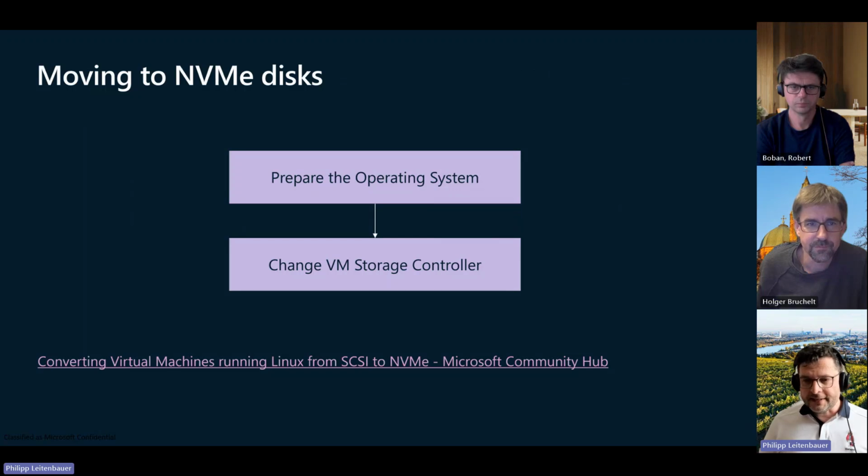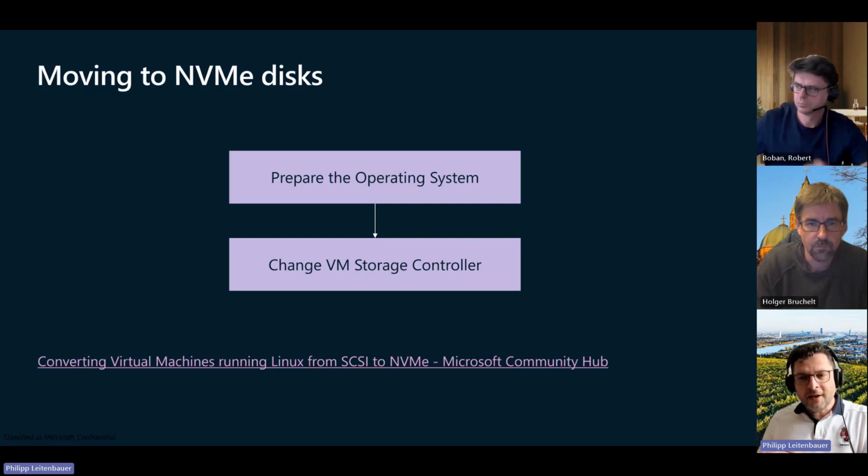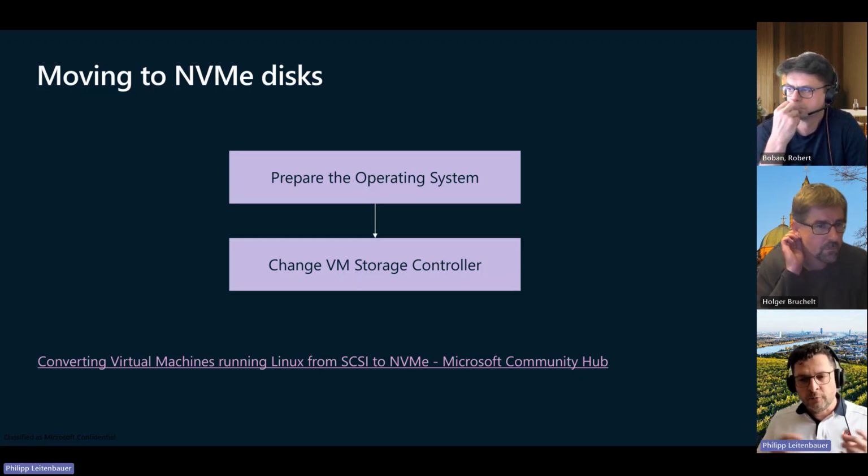Now, a last slide before we jump into the blog. It's basically two steps that you need to do. First, you need to prepare your operating system, and then you can convert it. And you don't have to have any fear of, you know, oh my God, my VM might not come back, and did I do everything correct? You can always revert back. That means you can change to NVMe, and if your VM doesn't come up or has a problem and you access the serial console on Azure, you can still shut it down and convert it back to SCSI, fix your problems, and then do it again. So it's not like a one-way street. You can always go back and try some different things out.